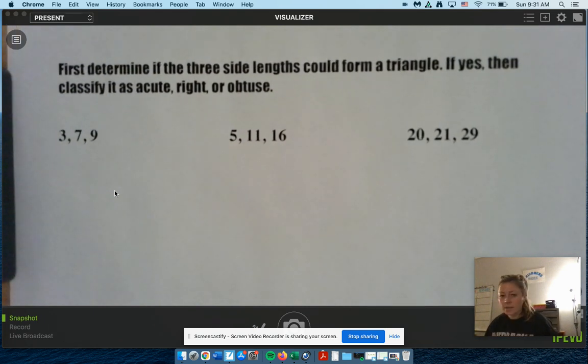So it says, first determine if three side lengths could form a triangle. If so, classify as acute, right, or obtuse. So this is kind of prior information. Remember, we did this, maybe it was during distance learning. It was a while back.